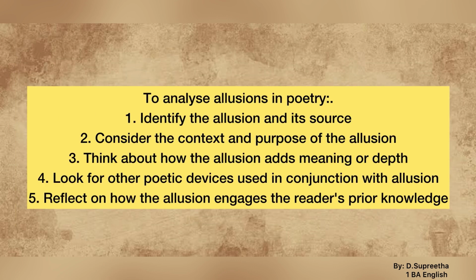To analyze allusions in poetry, identify the allusion and its source. Consider the context and purpose of the allusion. Think about how the allusion adds meaning or depth. Look for other poetic devices used in conjunction with allusion. Reflect on how the allusion engages the reader's prior knowledge.